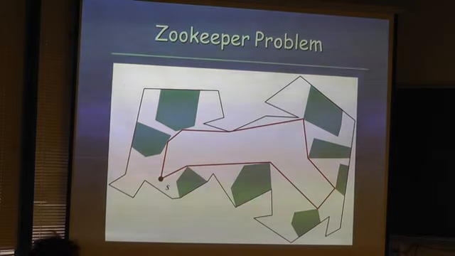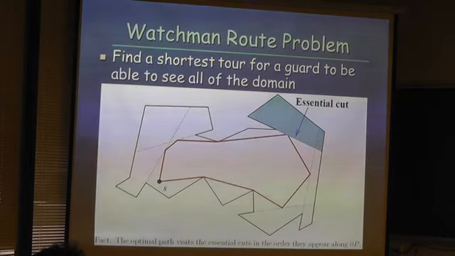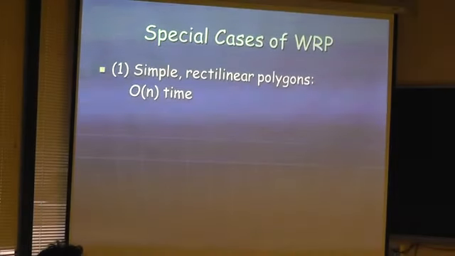At least you can get approximately. There's the Safari problem, there's the Zookeeper problem, there's the Watchman route problem. All of these fall within this category of visit a set of regions in a prescribed order. In the Watchman route problem in a simple polygon, it becomes one of these things: visit the essential cuts in an appropriate order. And that's how we solve it. But it's a lot more complicated than that, and I'm not going to speak about that solution. I want to give a hint about the case with holes in my remaining 10 or 15 minutes.